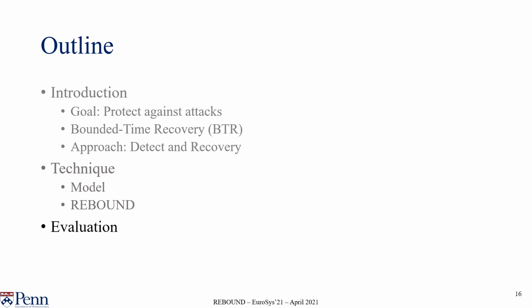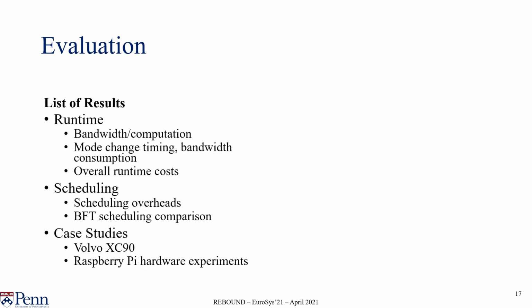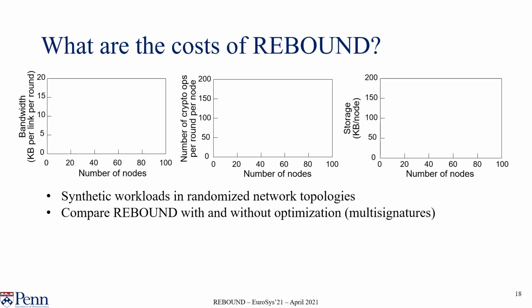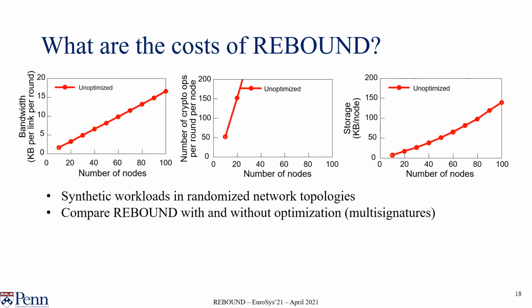Now there's quite a few experiments that we ran, but we don't have enough time to talk about them all, so we'll limit ourselves to discussing a few key results. First, let's take a look at what the costs of REBOUND are. For this experiment, we used synthetic workloads applied in randomized network topologies and compared REBOUND with and without optimizations. The unoptimized case shows that even at a 100-node system, the overhead is still manageable. For instance, in the leftmost graph, for a 100-node system, we're consuming less than 20 kilobytes per link per round.